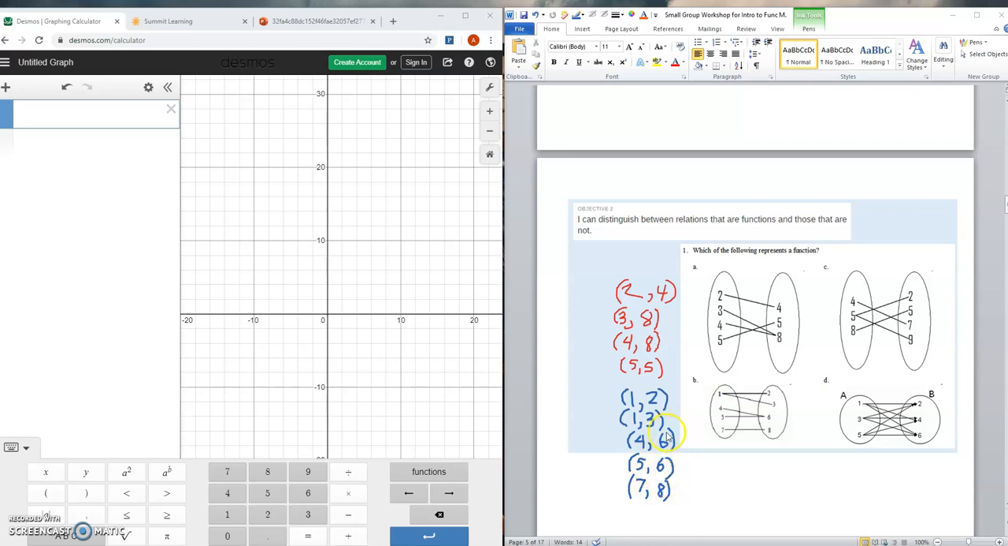That's not even our concern. Whether y is repeating or not repeating, that is not our concern. Just look at the x. If x is repeating, then that is not a function.